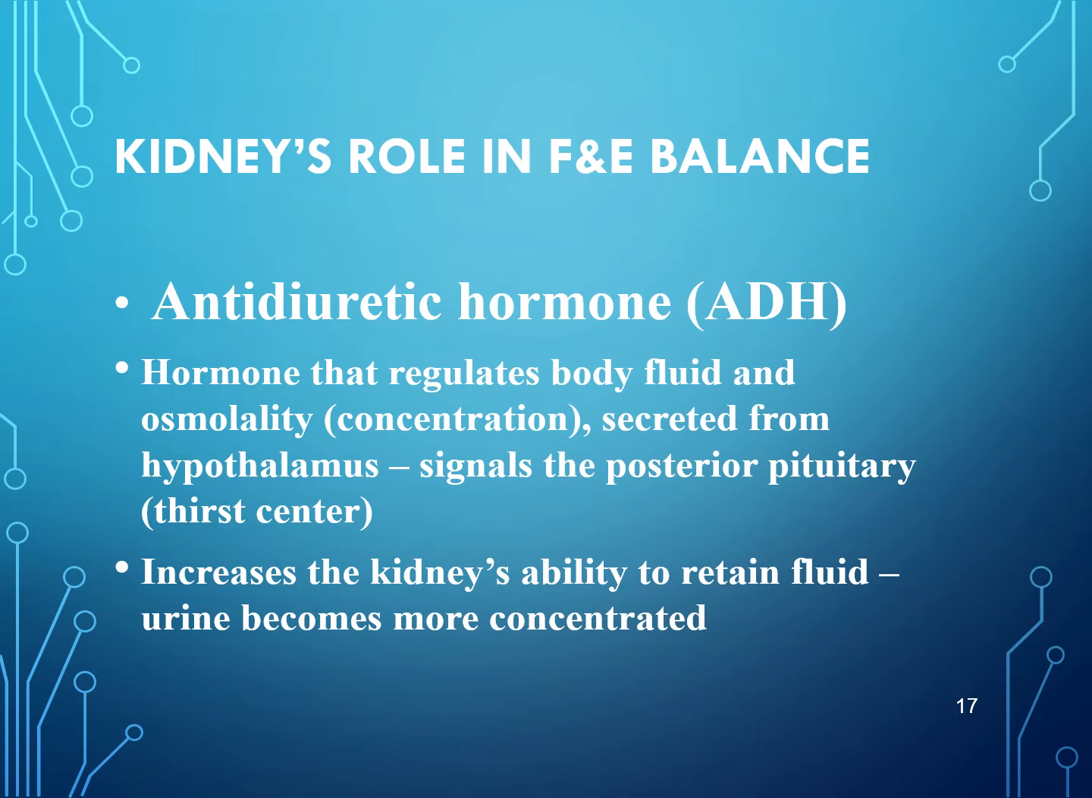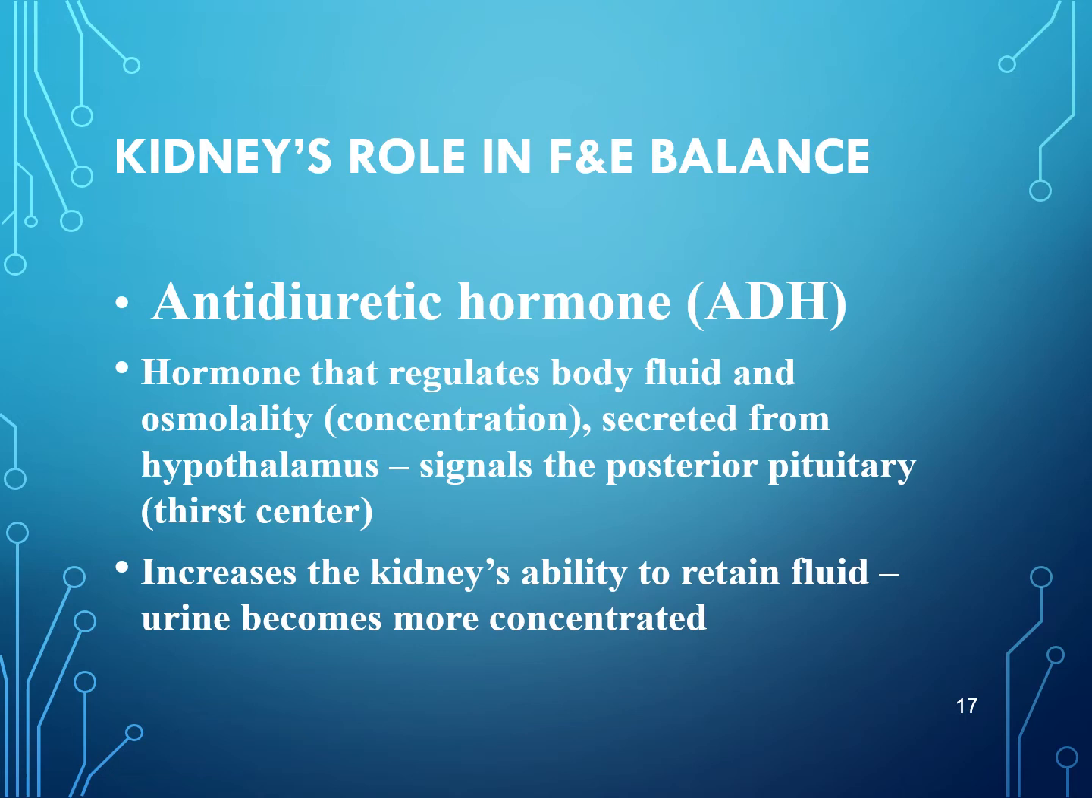Now we have another kidney hormone, which is the antidiuretic hormone, ADH. It's a hormone that regulates body fluid and osmolality, which is that concentration, and it's secreted from the hypothalamus that signals the posterior pituitary, which is our thirst center. It can also be stimulated by a drop in blood pressure or volume. It causes thirst. It's stimulated by the hypothalamus, which is our thirst mechanism.